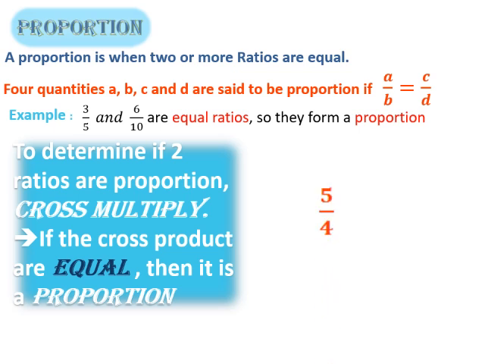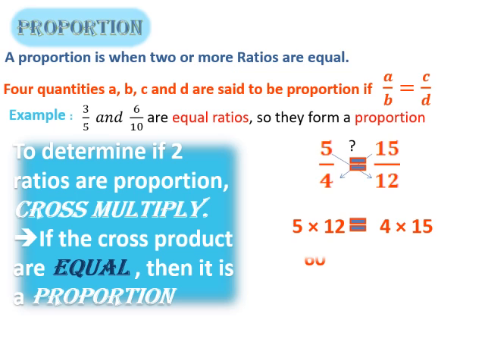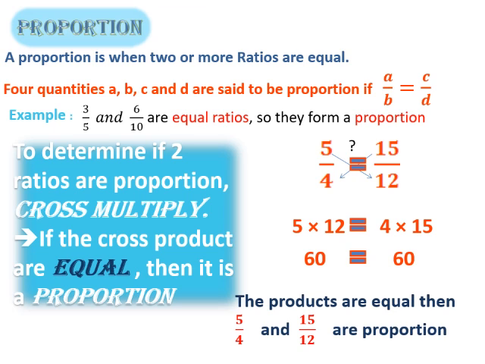Let us take an example. We have the first ratio 5 over 4. We are going to check if it's equal to 15 over 12. In order to check, we have to cross multiply the two ratios. Then 5 times 12, is it equal to 4 times 15? 5 times 12 is equal to 60, and 4 times 15 is equal to 60 as well. Then the products are equal, so 5 over 4 and 15 over 12 are in proportion.